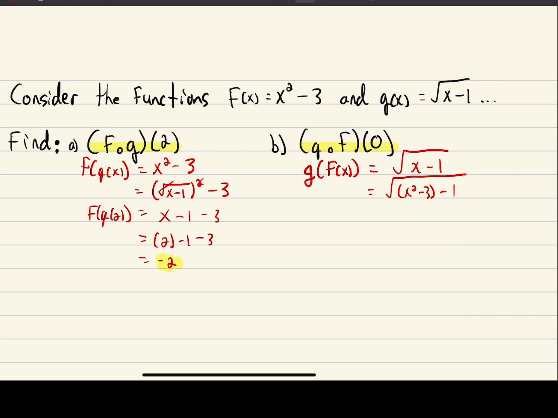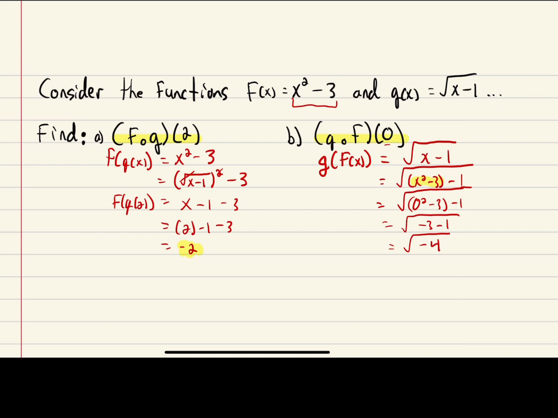For the next one, where I'm doing g of f at x, which is equal to √(x − 1), I'm going to substitute x² − 3 into the √(x − 1). And when I do that, I get this expression, which really can't be simplified anymore. So now I'm going to plug the 0 directly into the root.